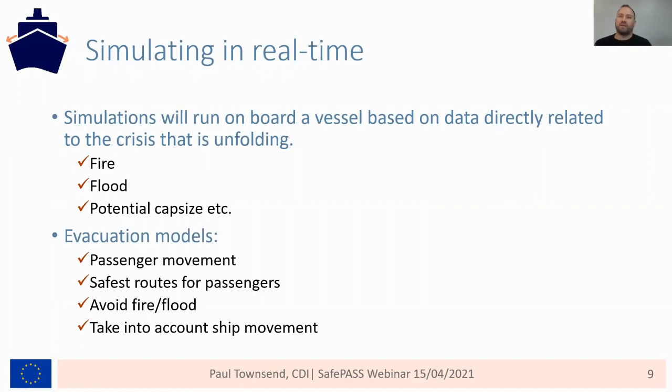And we'll then make predictions based on the crisis that's unfolding, the fire and the flood as it potentially spreads through the vessel. And the evacuation models themselves will then look at the passenger movement, but do it in real time. So we'll be calculating the safest route for passengers automatically based on the data that's available, avoiding the areas where there's smoke, fire, or flooding, and also areas that are particularly affected by ship movement.